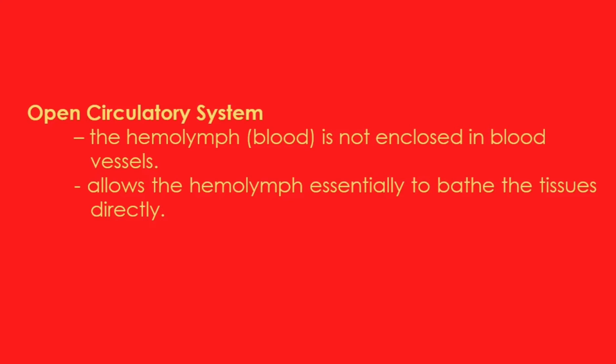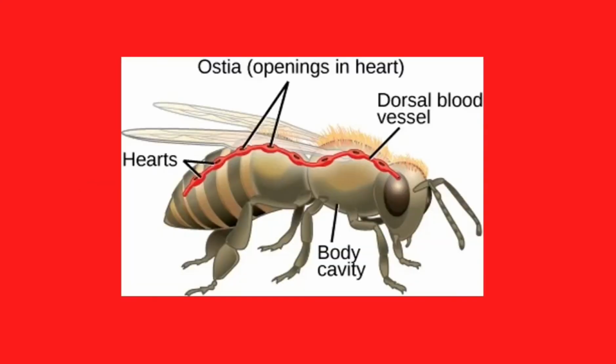In open circulatory systems, hemolymph, the blood equivalent in invertebrates, is pumped into a cavity called a hemocoel. Open circulatory system allows the hemolymph to bathe the tissues directly. The hemolymph then returns to the blood vessels through pores or openings called ostia. Just to give you an idea, here's a diagram of an insect. The blood or hemolymph is basically poured out into the tissues in open circulatory systems.